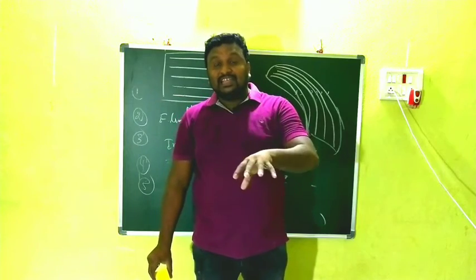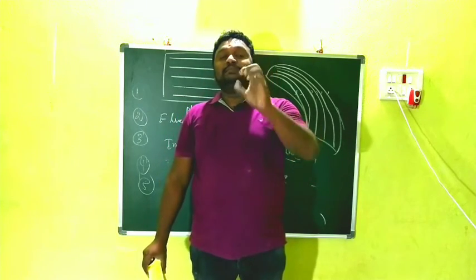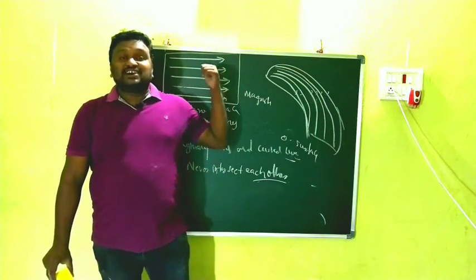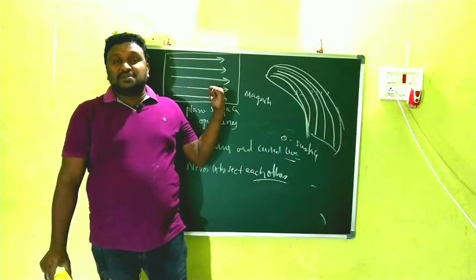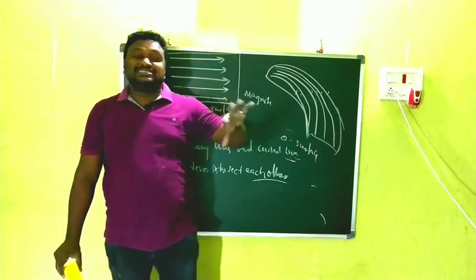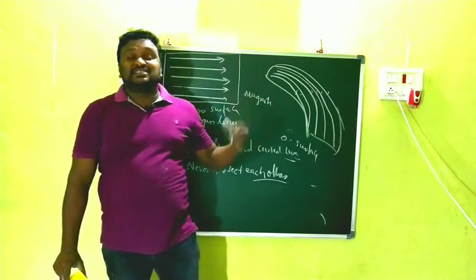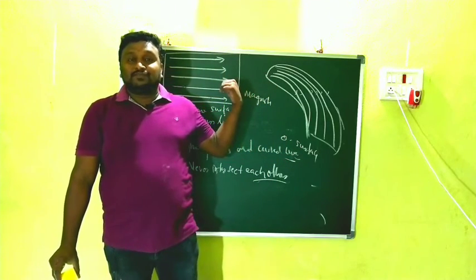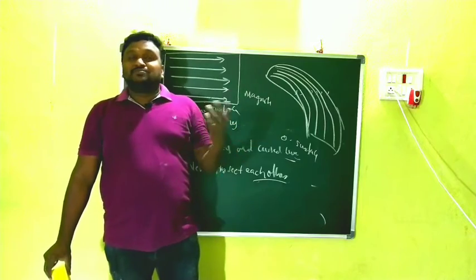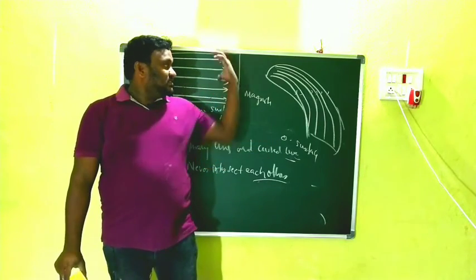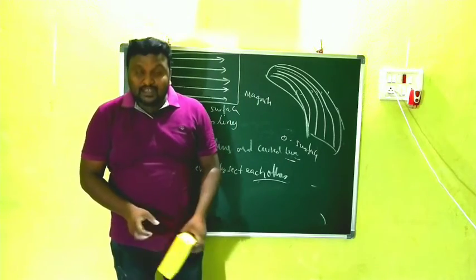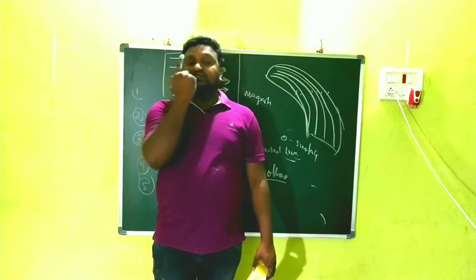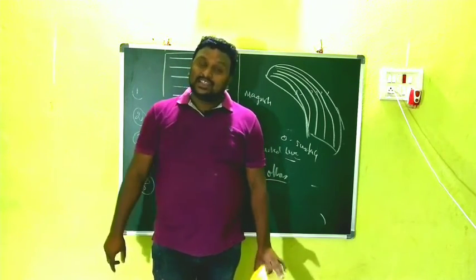The uniform electric field we can simply represent using field lines like this. That means the field lines are separated by equal distances. Equal distance means that is the magnitude, and arrow marks represent they are in the same direction. That's why we simply say it is a uniform electric field. In the case of a magnetic field also we show it like that, but in this case it is a uniform electric field. In a uniform electric field, the field lines are separated by equal distances and all should be in one direction.